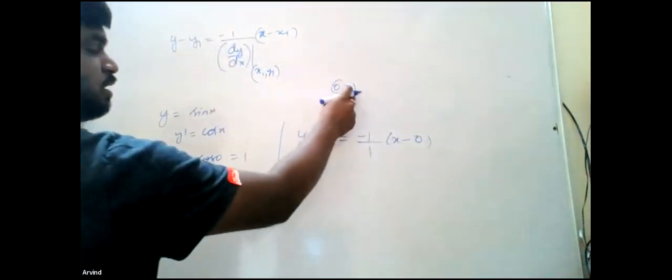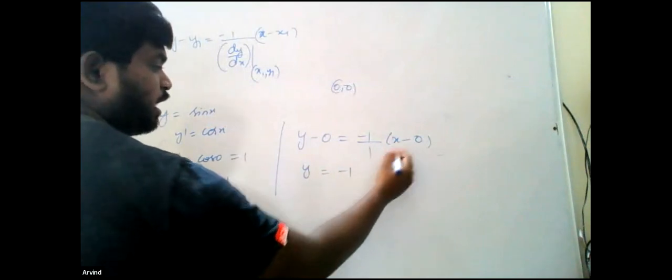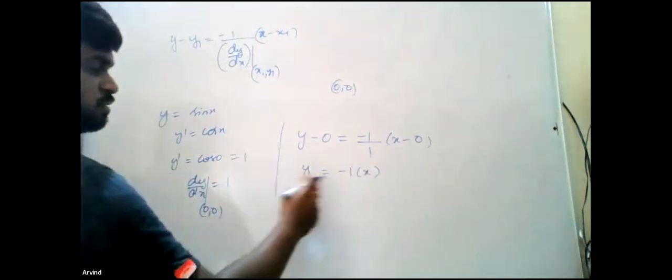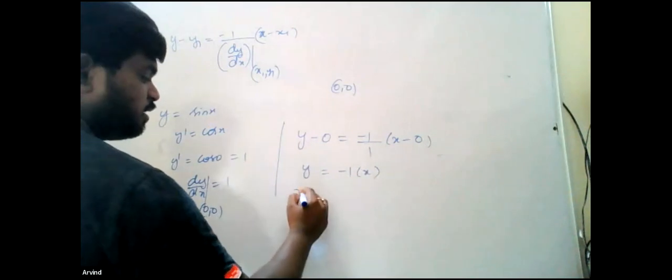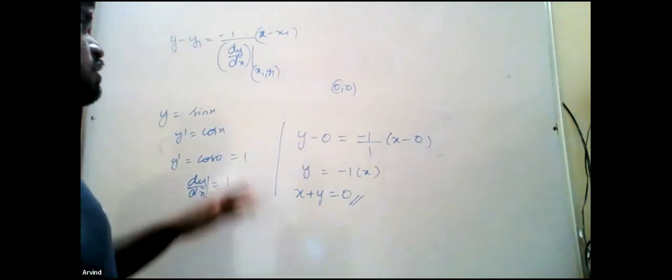So these are your x1 and y1. Substituting it, y minus 0 is y, minus 1, x minus 0 is x. So -1 into x is -x. Get it this side. You get x plus y is equal to 0. That's the equation. Simple. Slope ಕಂಡುಹಿಡಿಯಬೇಕು.